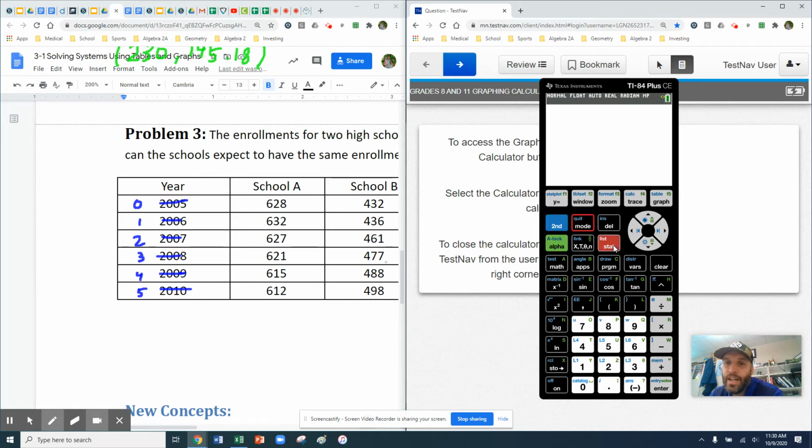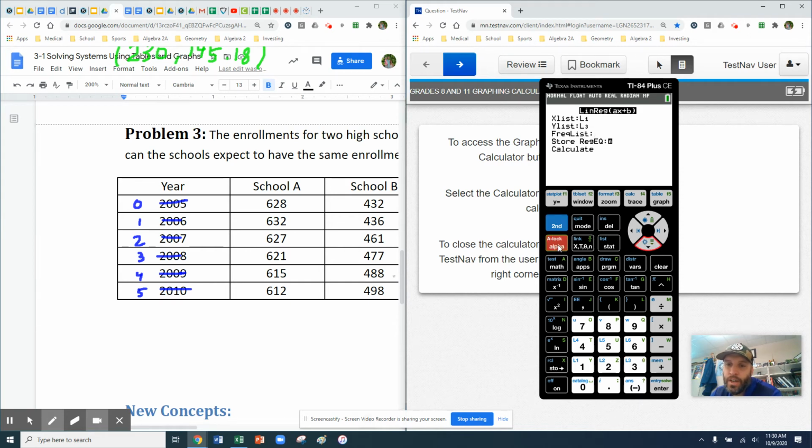From here, we'll hit stat again. We'll go over to calculate, down to number 4. Now this time we're calculating school B, so I'm going to be using a different list. If I do this same list again, I'm still calculating school A's enrollment. Here's how you change a list. Your lists are these blue icons on the numbers below. You need to use second to get to those. So we're going to use list 3. I'm going to hit second and then the number 3. That's going to change that to list 3.